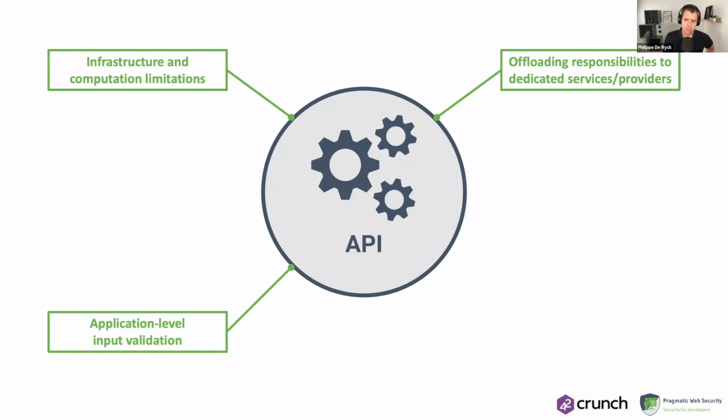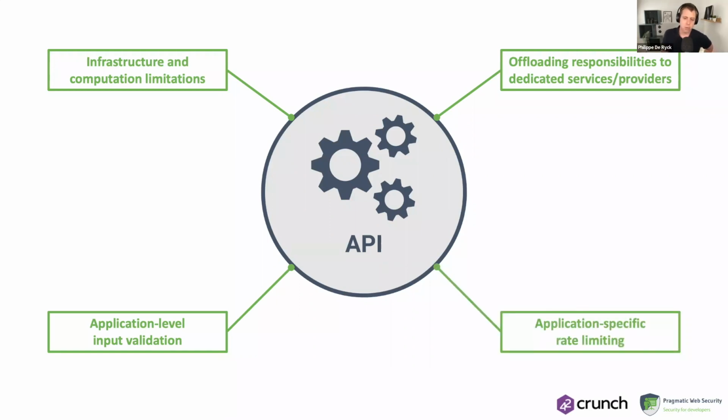All right. The fourth one is application specific rate limiting. And before we dive into an example there, Colin wants to ask you another question about what you're doing in your organization. So it's time for poll question number 2.